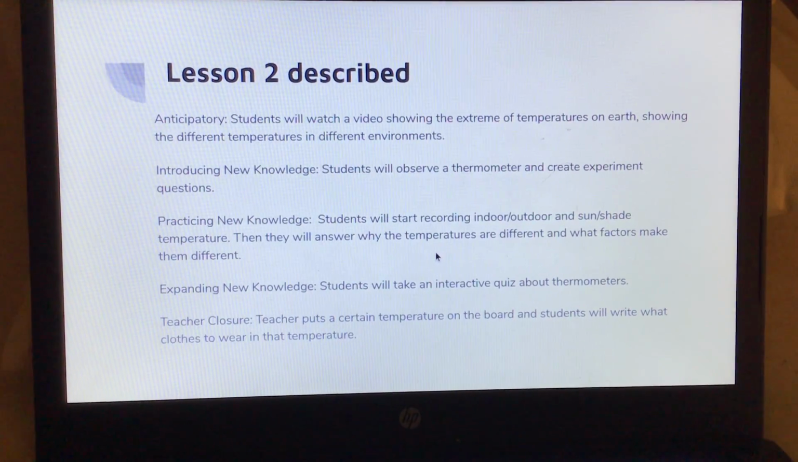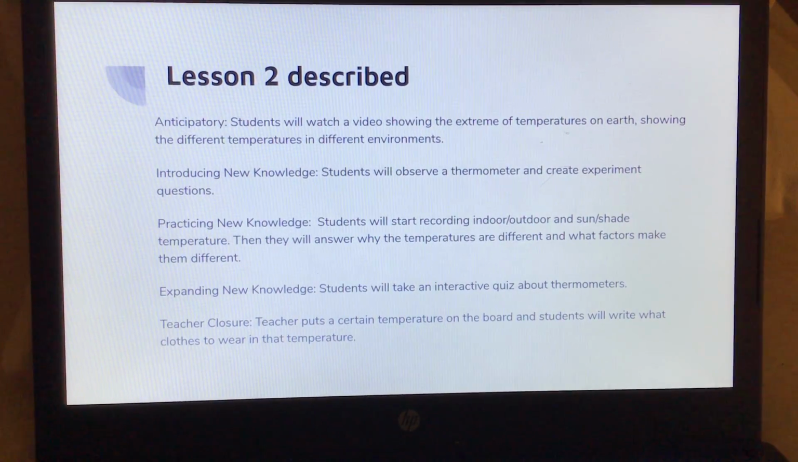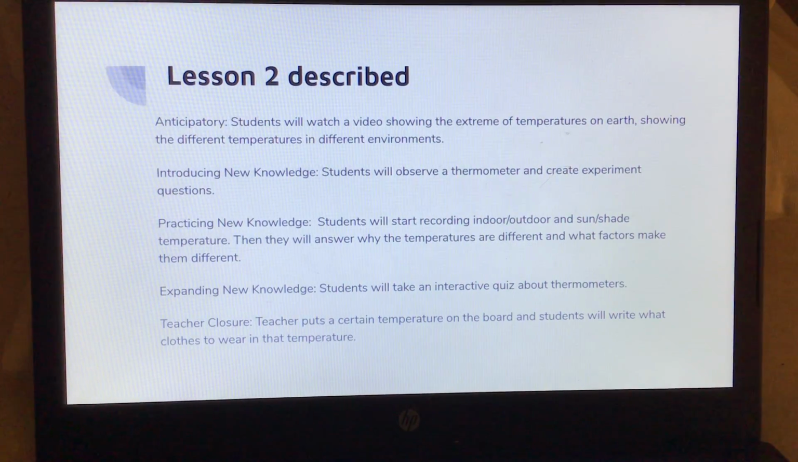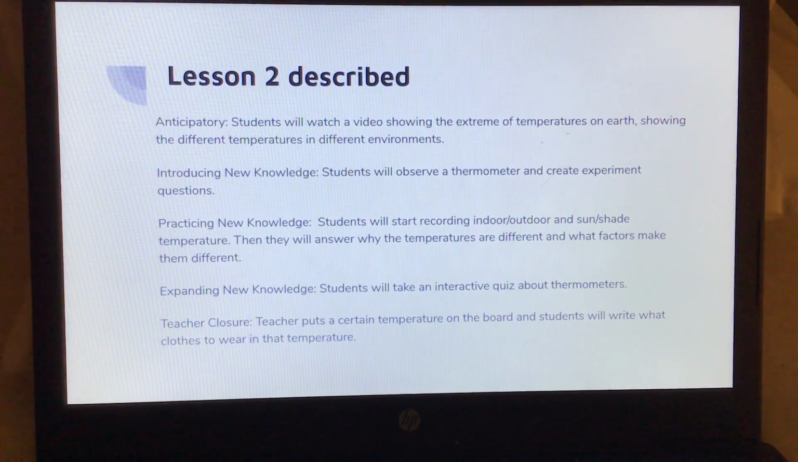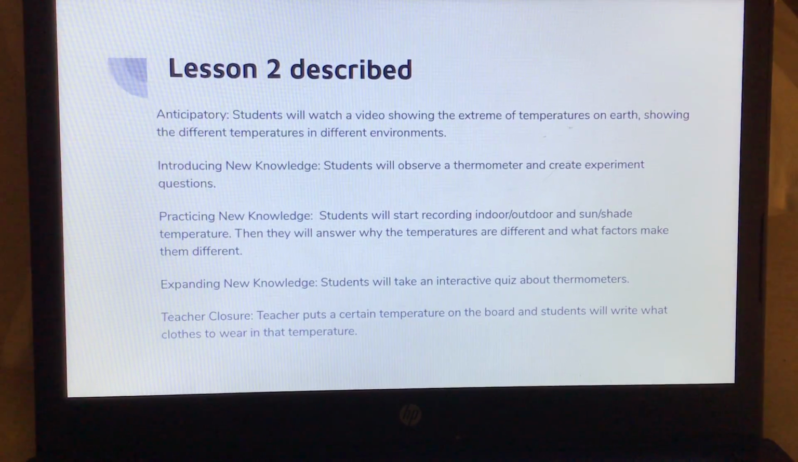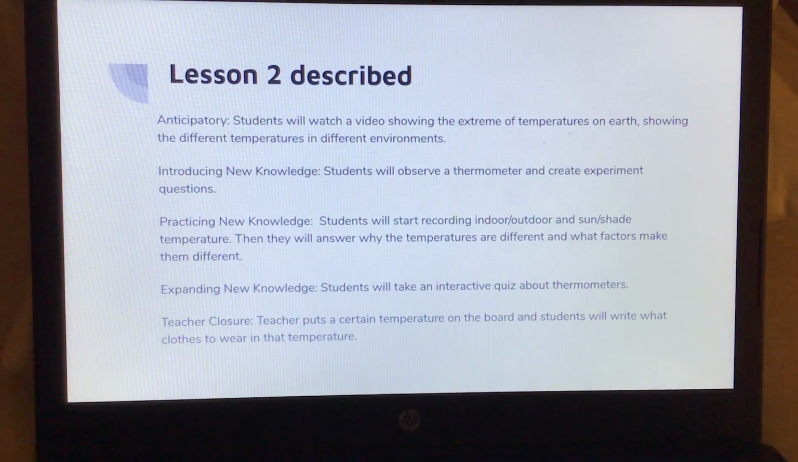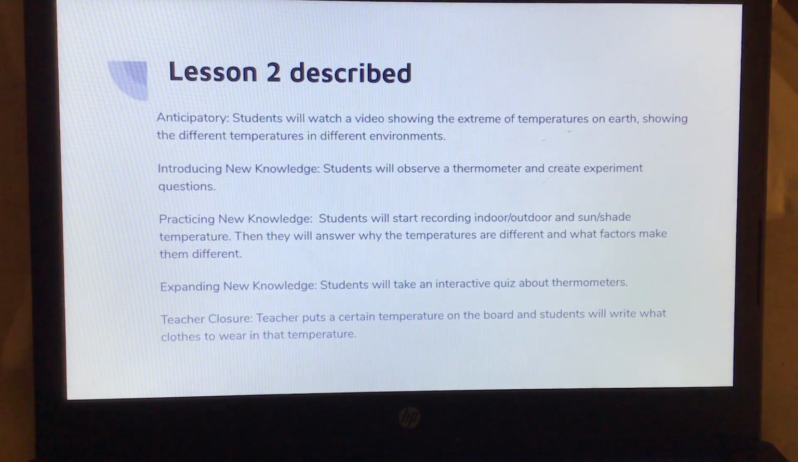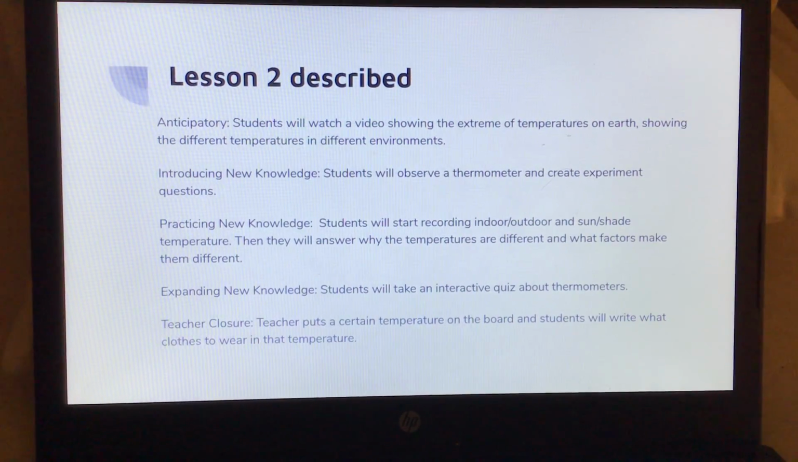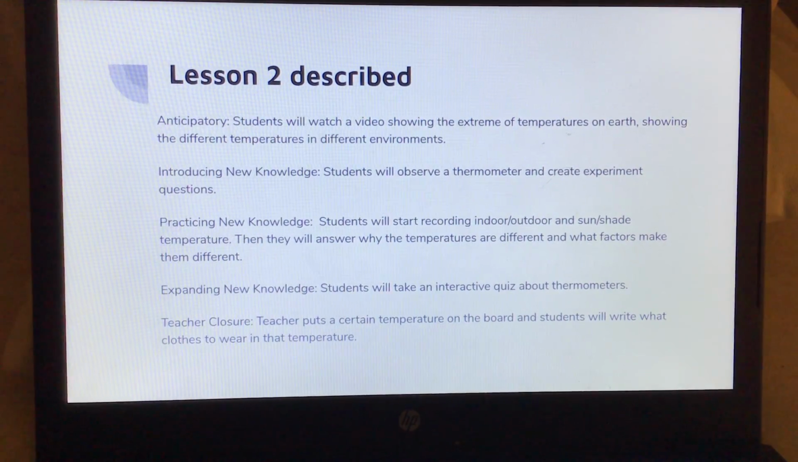For lesson 2, the anticipatory, students will watch a video showing the extremes of temperatures on Earth, showing the different temperatures in different environments. Introducing new knowledge, students will observe a thermometer and create experiment questions. Here, they create questions that they can investigate, which leads on to them going into their science experiment.